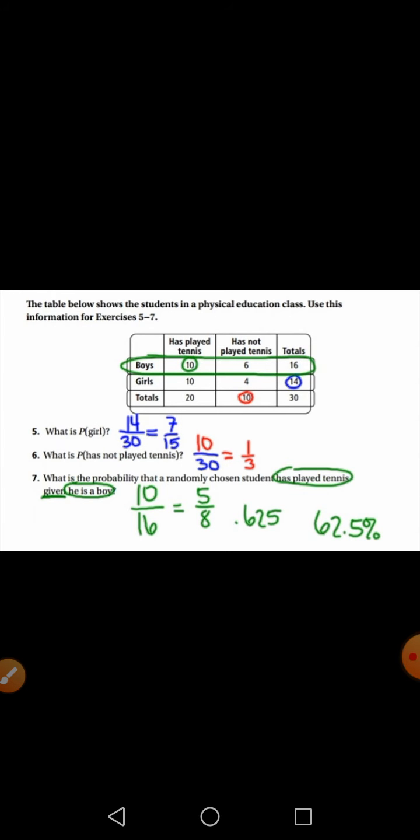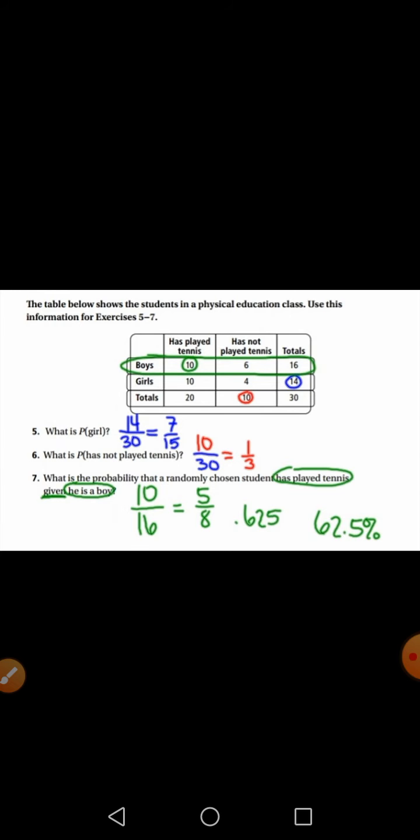Maybe 0.0625, maybe 6.25%, as you want. If it's multiple choice, you will choose one of them, okay? Coming to the next question here. The table below shows the students in a physical education class. Use this information for exercises 5 to 7 here.